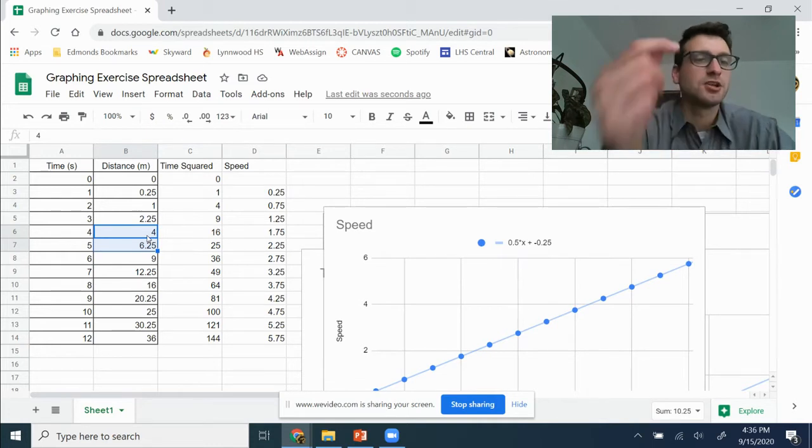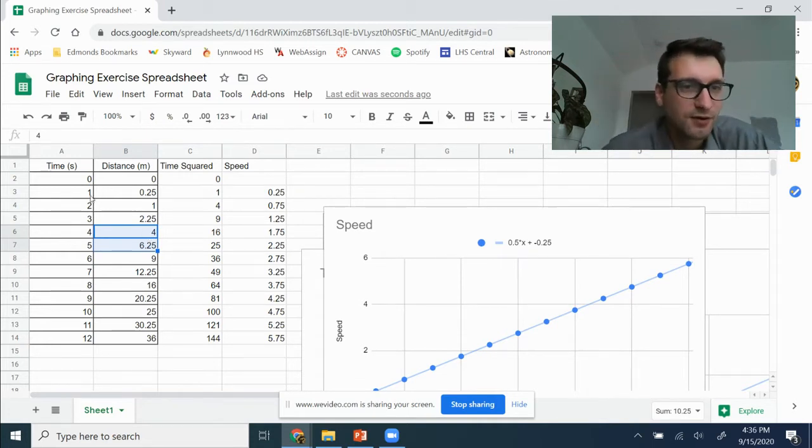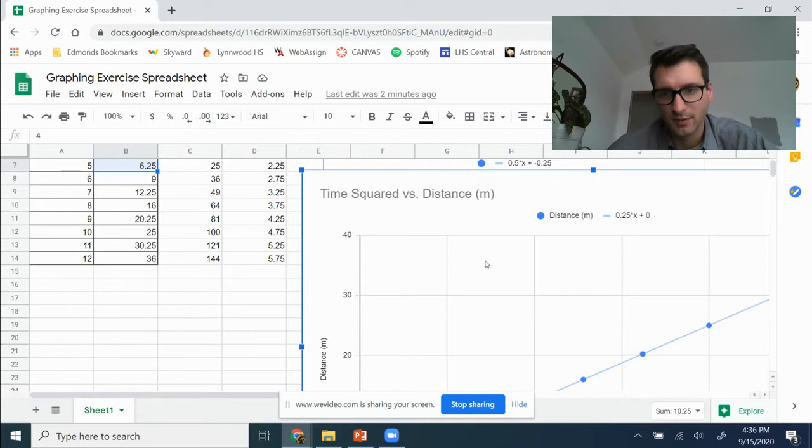Then it says that you need to make a position or a velocity versus time graph, which means you need to know the instantaneous velocity for every second. Let's take a look at the beginning, right? At the beginning, we know it's going slowly. We know it's going slowly for a couple different reasons.